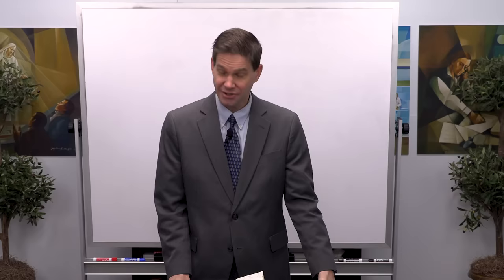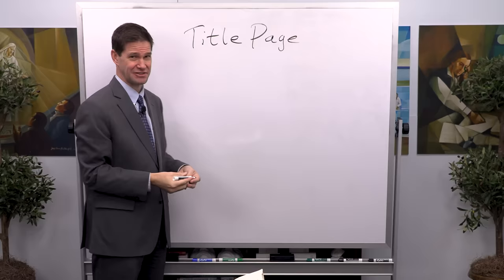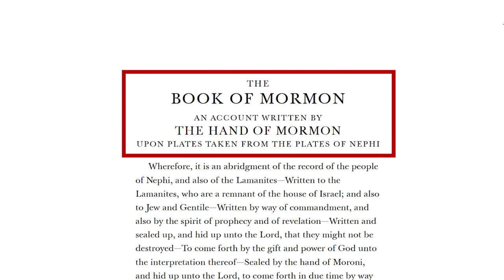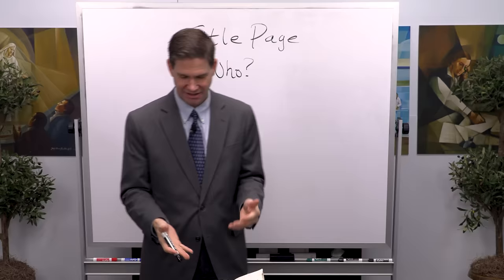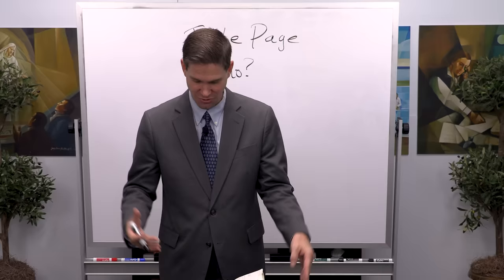Here's the question. Where did we get this title page from? Who wrote it? What is its significance? Why should we care about the title page? If you look at the beginning part, it says, the Book of Mormon, an account written by the hand of Mormon upon plates taken from the plates of Nephi. So when we start asking this question of who wrote it, where did we get it from, you could begin to surmise that perhaps it was Mormon who wrote the title page. At the very bottom, it says translated by Joseph Smith Jr. You could say, maybe Joseph and Oliver Cowdery created the title page.